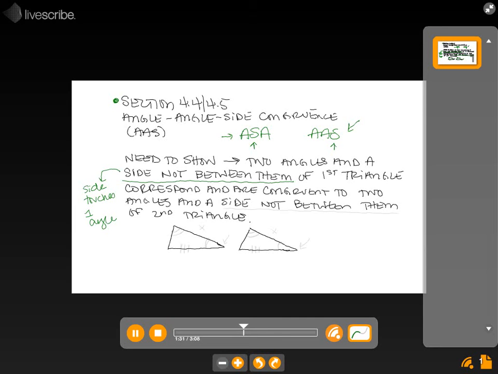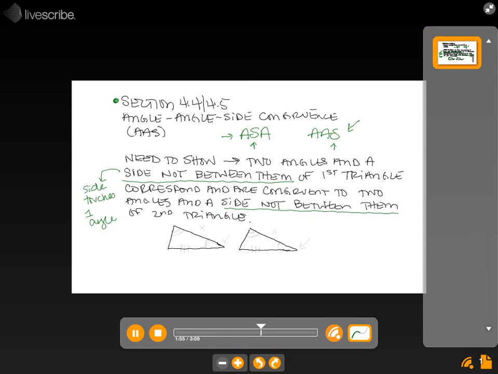Angle, side, angle, with the S between them, touches both angles. The side touches both angles. Here in this congruence, AAS, the side only touches one. So two angles and a side not between them of the first triangle correspond in our congruent to two angles and a side not between them of the second triangle. So let's label that in our picture.